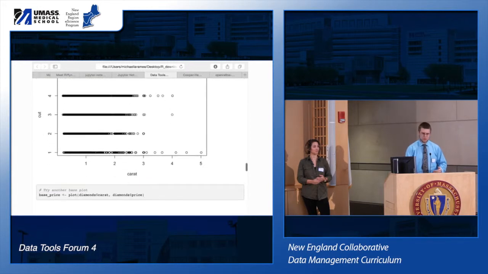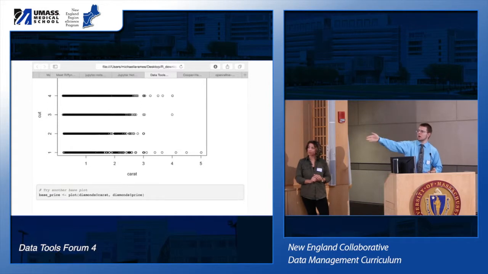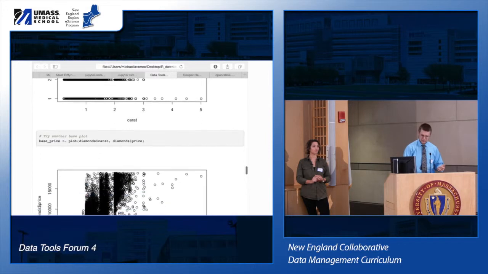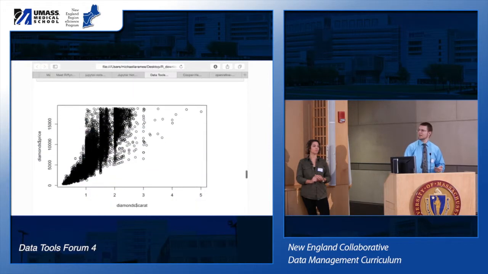And so we're going to try another base plot. Okay, like this is not using ggplot2. We hadn't moved into that, but all we're going to do then is plot diamonds carat, diamonds price with base plot. How expensive are these things? And we come up with this.